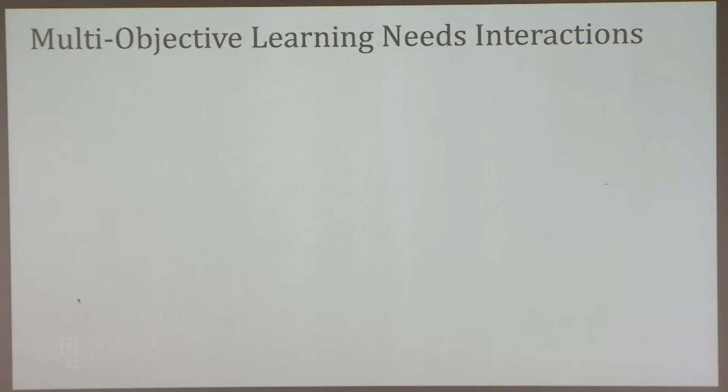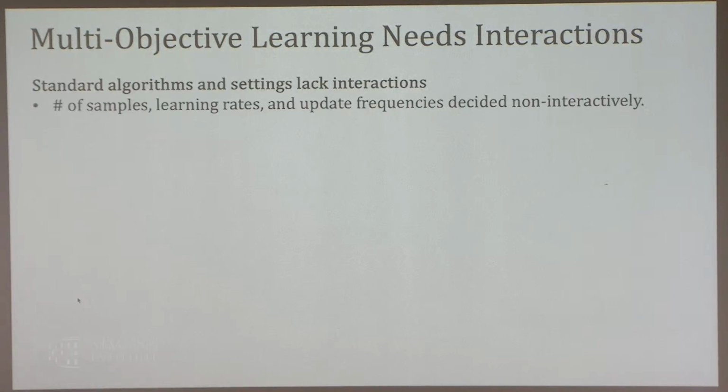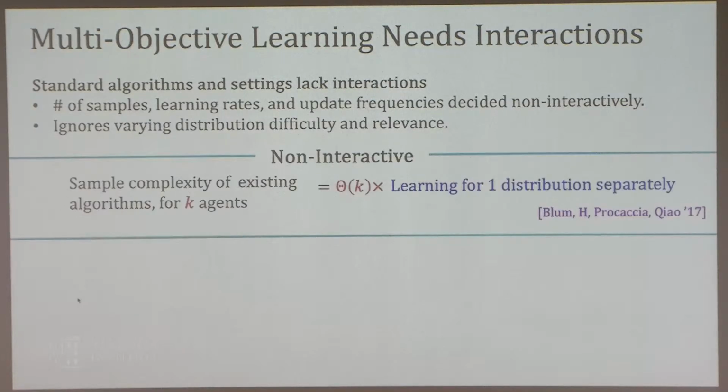The first takeaway is that to embrace multi-distribution learning, you actually need to do this by allowing interactions in an adaptive sense between your distributions of interest. What do I mean? I mean standard algorithms and settings lack interaction, that run ERM on a larger data set. The issue is that number of samples, learning rates, update frequency, all of those, if they're decided non-interactively, what happens is that essentially you're ignoring the relationship between distributions. And any method that is sort of non-interactive in that sense ends up paying a number of samples that scales linearly with the number of distributions you have, okay?